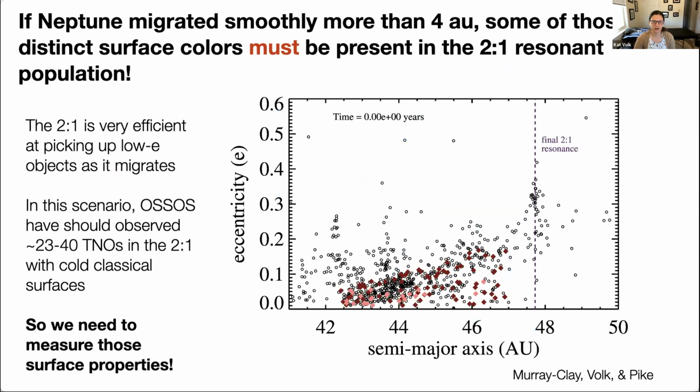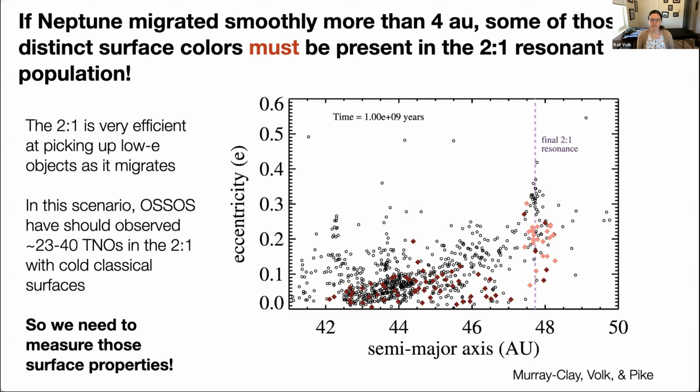So this is just going to show an animation of a really short, low resolution migration simulation, but it demonstrates that if you have Neptune migrating more than about 4 AU, the resonance is passing through this cold classical region, and you can see the light colored dots that it's picking up as it goes, and it ends up at its final location at the end of the simulation. And all of those pink diamonds are cold classical TNOs that got picked up into the 2-to-1 resonance during this migration.